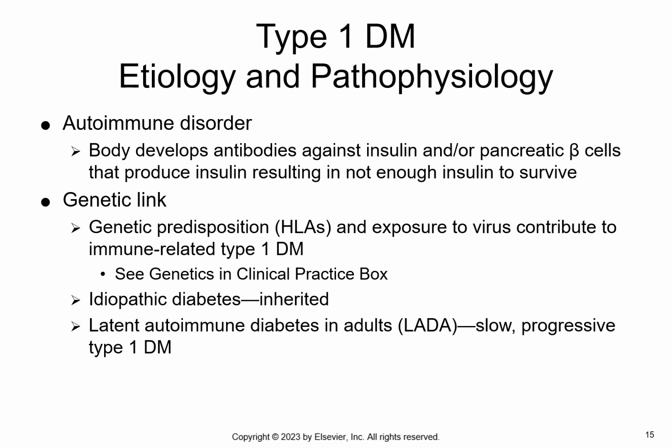For this, you will look at box 53.1. As we're looking now at our slide, there's a genetic link, a genetic predisposition, the HLAs, and exposure to a virus, as I said prior, that contribute to immune-related type 1 diabetes. Look at the genetics in the clinical practice box. There's idiopathic diabetes, which is inherited, and latent autoimmune diabetes in adults, LADA, a slow progressive type 1 diabetes.